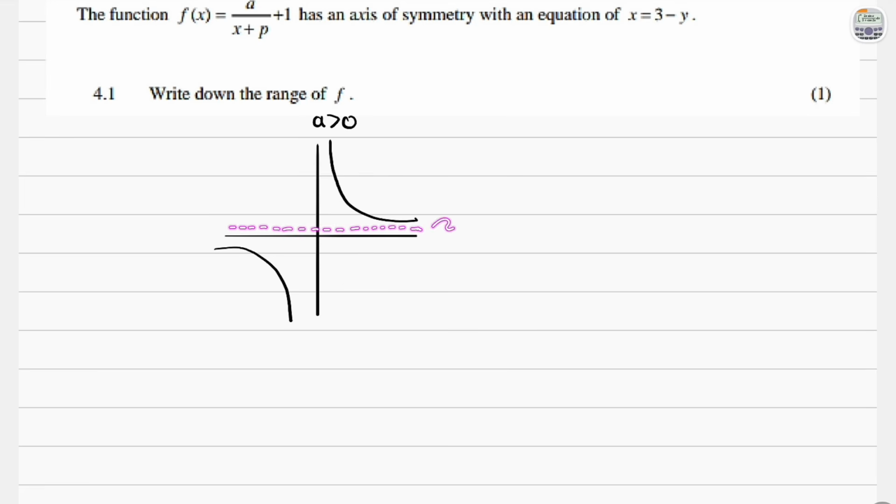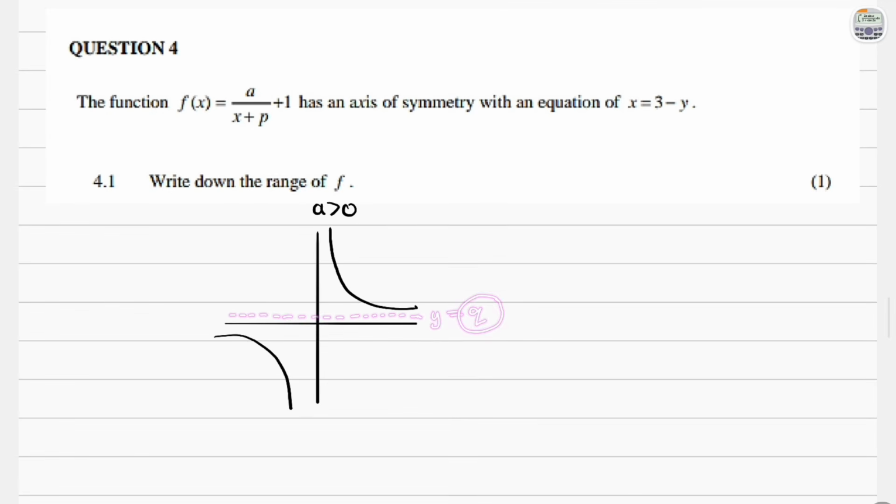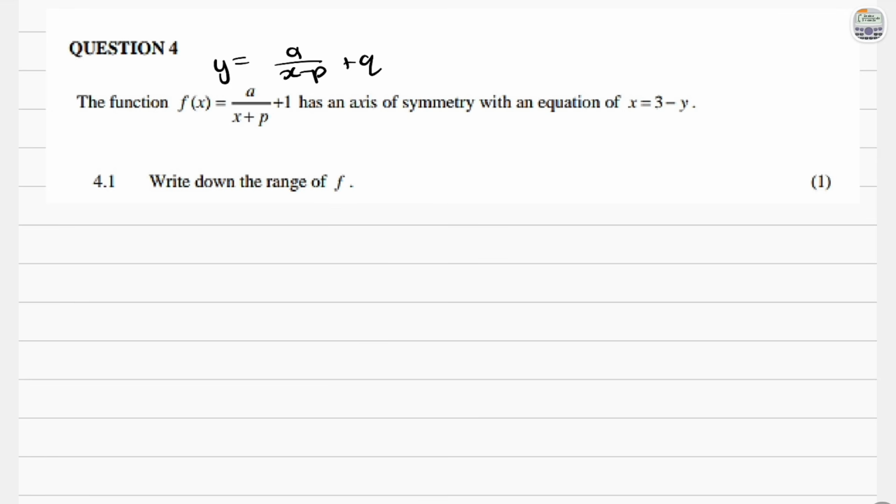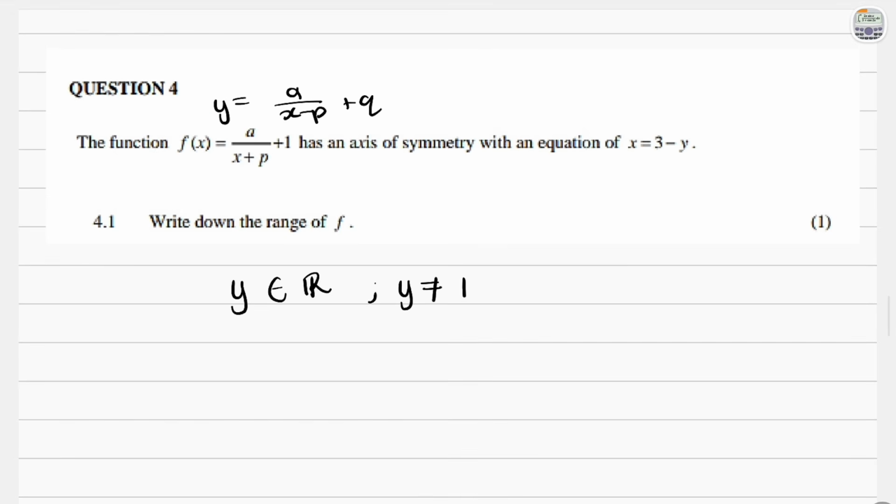And that equation is y equals q, q being whatever we have here. Remember that the hyperbolic function's general form is y equals a over x minus p plus q. So q is that y value. So all we have to say here is it has every y value. So y is an element of all real numbers. As long as it's a real number, it has it, except for where y is equal to 1. So y would just not be equal to 1. And that is our answer. Moving on to the next question.